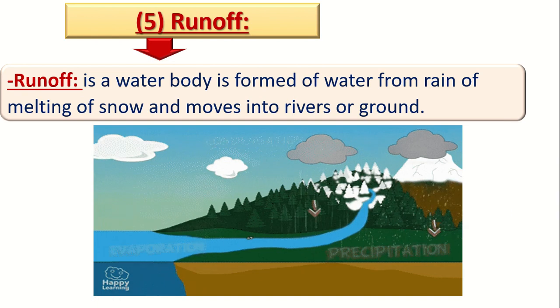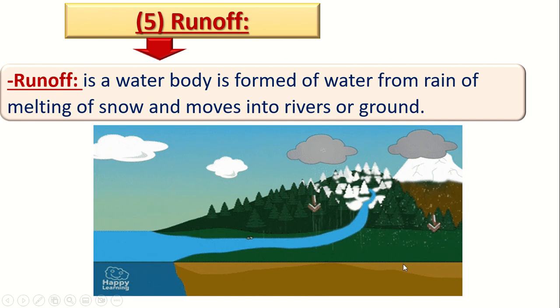Number five, we have runoff. What is the runoff? Runoff is a water body. It is formed when rainwater falls on the ground and also when snow melts and falls on the ground. So it's a water body that contains water from rain or water from melting snow. It will move into the river or it will move into the ground. So the water body that contains rainwater or melted snow water is called what? Runoff.